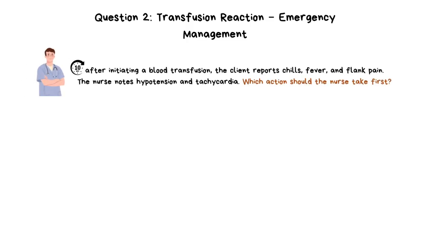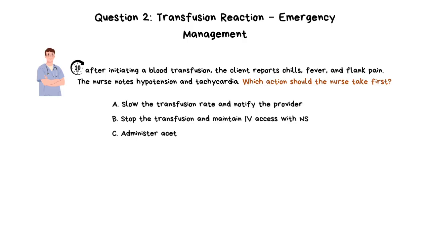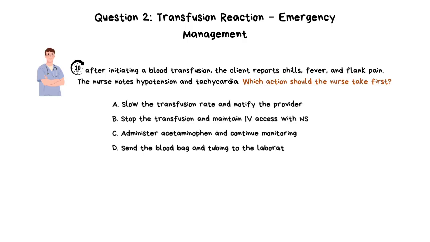Ten minutes after initiating a blood transfusion, the client reports chills, fever, and flank pain. The nurse notes hypotension and tachycardia. Which action should the nurse take first? Option A. Slow the transfusion rate and notify the provider. Option B. Stop the transfusion and maintain IV access with normal saline. Option C. Administer acetaminophen and continue monitoring. Option D. Send the blood bag and tubing to the laboratory later. Pause and make your choice.